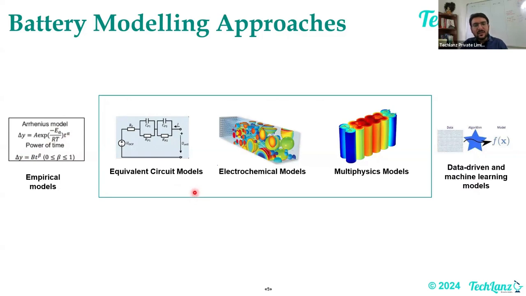Prominently, these three models, the equivalent circuit model, the electrochemical or physics-based model, and multiphysics models, are used. Data-driven models are also slowly getting integrated, but they are not as robust as the other three models, right? And for a data-driven model, you need to have a huge amount of data with you. That is something very important, right? So mostly these models are being used. So what are these models? Let's go into a deep dive in much more detail, right?